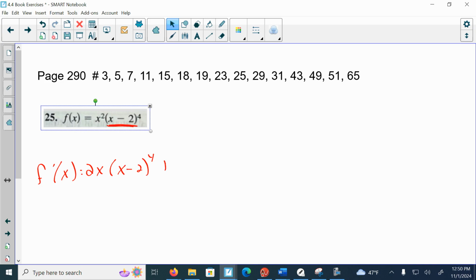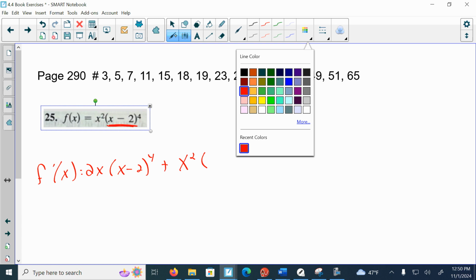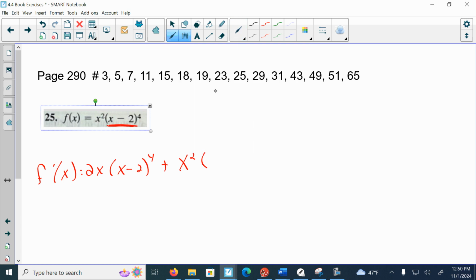Then I'm going to have plus, and then I'm going to do x squared. And now I'm going to take the derivative of this. So over here, I'm going to take the derivative. So I have x minus 2 to the 4th. So I'm going to say my u is equal to x minus 2. My derivative of u is just 1.